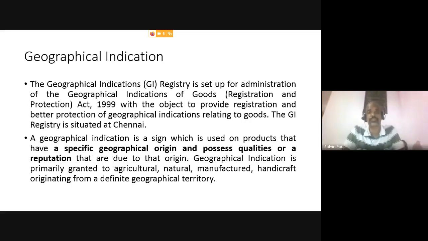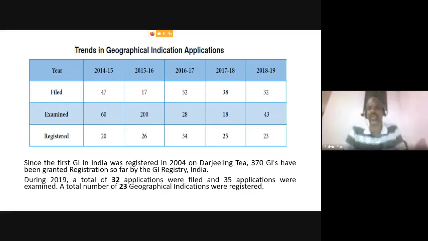Geographical indication is governed under the Geographical Indications of Goods Registration and Protection Act 1999, with the object to provide registration and better protection of geographical indications relating to goods. Now, what is geographical indication? A geographical indication is a sign which is used on products that have a specific geographical origin and possess qualities or a reputation that are due to that origin. So geographical indication is primarily granted to agricultural products, natural products, and manufactured handicrafts originating from a particular territory or a definite geographical territory.